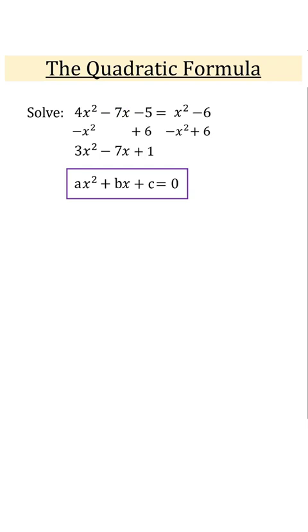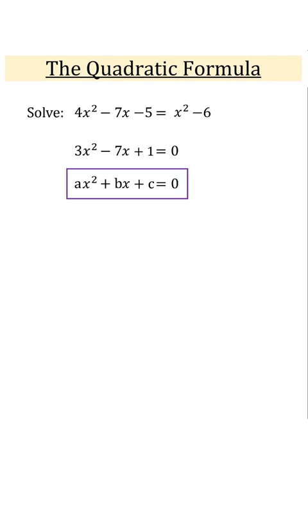On the right hand side of our equation, we have x squared subtract x squared, which will cancel out, and likewise minus 6 plus 6 will also cancel out. Hence our quadratic is equal to 0. Now that our quadratic is of the form ax squared plus bx plus c equal to 0, we can simply read off our values for a, b and c.